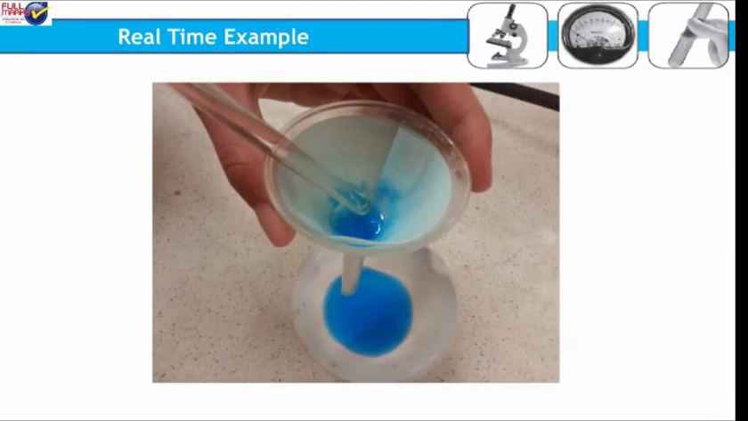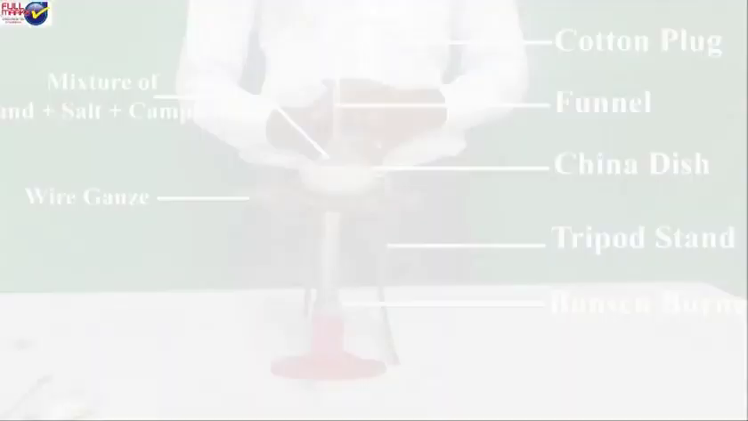Real-time example. Natural substances are not chemically pure. Different methods of separation are used to get individual components from a mixture. But before separating any components from a mixture, one must have sound knowledge of its physical and chemical properties so that separation can be done with ease.